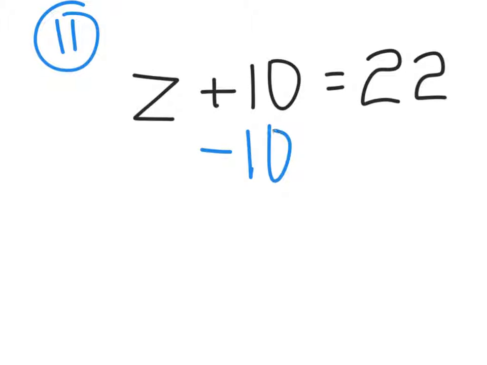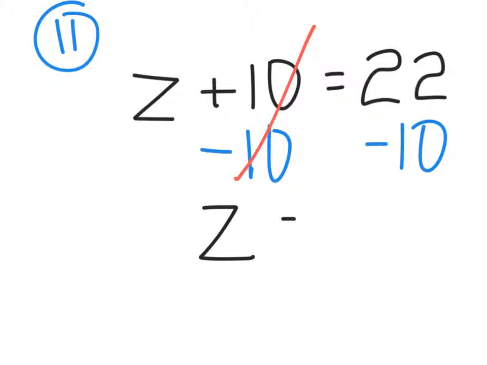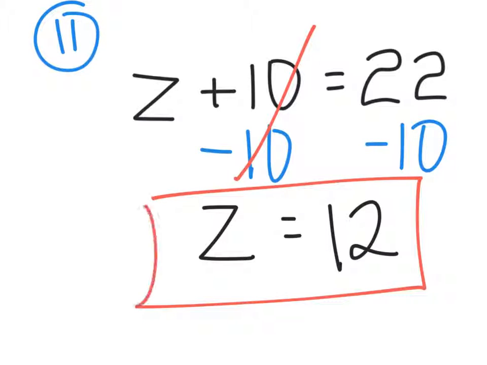To do that, we're going to subtract 10 from the left side of the equation. We're also going to subtract it from the right side. So if we subtract 10 minus 10, that's just going to give us 0. So all that's left is z. And 22 minus 10 is what? 12. Z equals 12. That's the answer to this question.